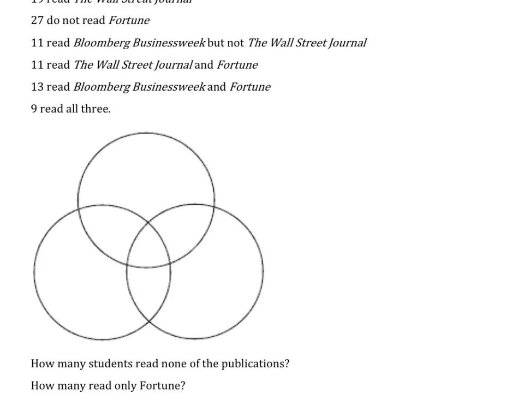So, let's label this one Bloomberg. We can label this one Wall Street. And the last one Fortune. And the universal would be those students who don't read any. So first of all, again, we start at the bottom and work our way to the top. So 9 read all 3 of them. So that's the very middle that contains Fortune, Bloomberg, and the Wall Street. So that one's done.